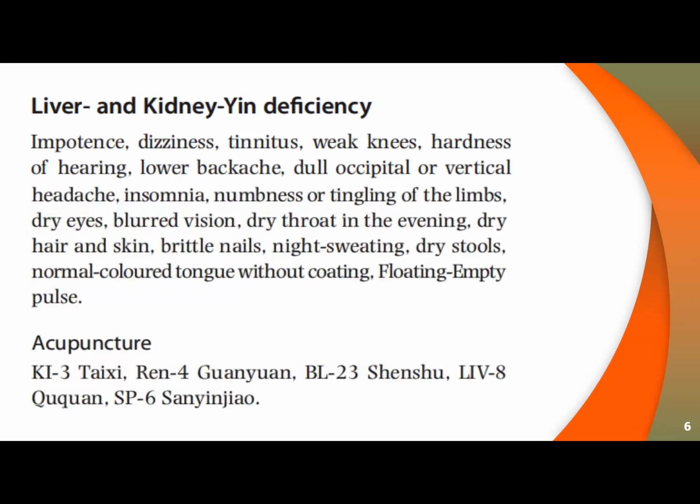Liver and kidney yin deficiency: impotence, dizziness, tinnitus, weakness, hardness of hearing, lower backache, dull occipital or vertical headache, insomnia, numbness or tingling of the limbs, dry eyes, blurred vision, dry throat at night, dry hair and skin, brittle nails, night sweating, dry stools. The tongue is normal colored but without coating, and the pulse is floating empty. The acupuncture points are kidney 3, REN 4, bladder 23, liver 8, and spleen 6.